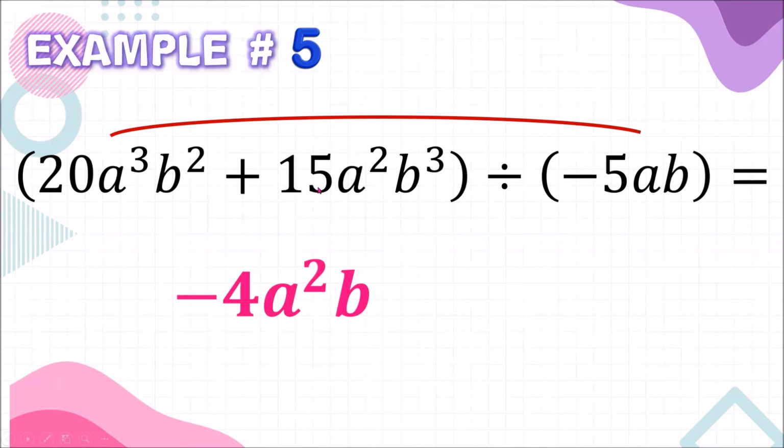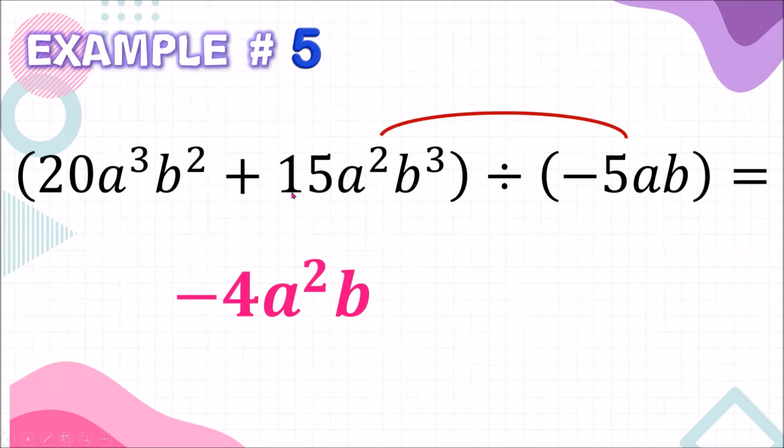Next, 15a squared b cubed divided by negative 5ab. So we have 15 divided by negative 5 is negative 3. A squared over a is a, and then b cubed over b is b squared. So we have negative 3ab squared.